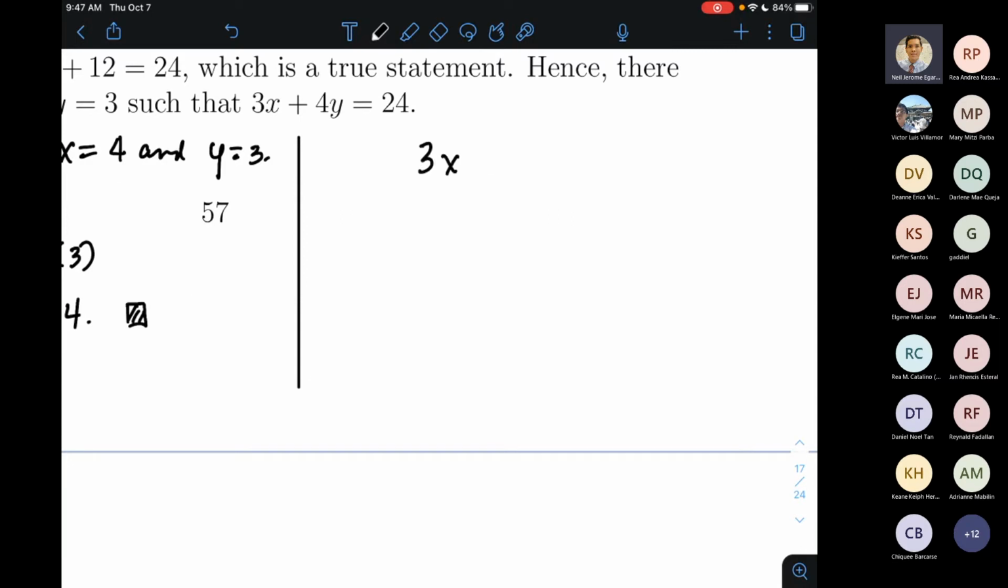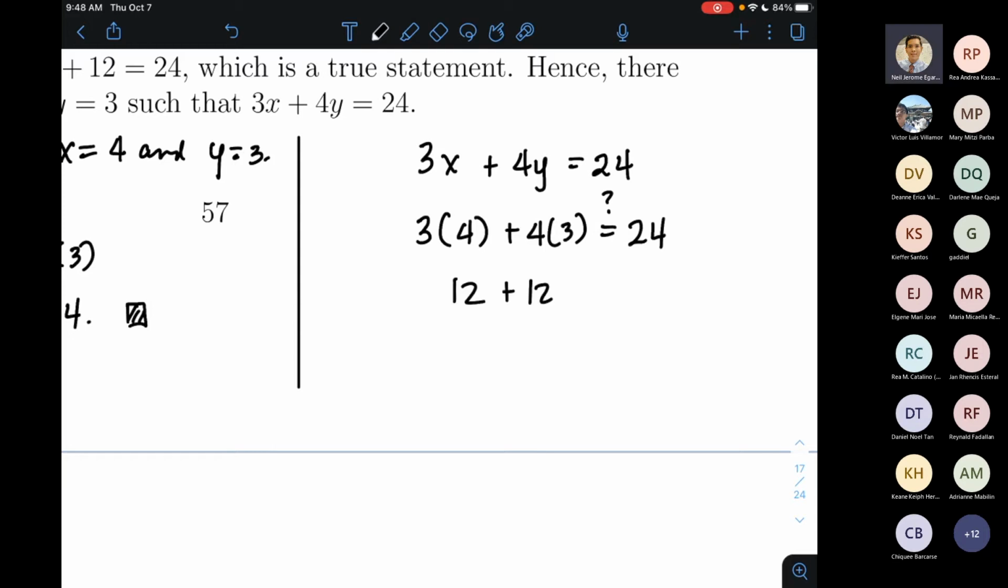So gusto niyang ipakita na 3x plus 4y equals 24. So ang ginagawa natin ng high school, or ginawa namin ng high school, pinlagin ko lang yung x equals 4 at saka y equals 3. Tapos nilalagyan pa ngayon ng question mark sa taas. Ginawa niyo rin ba to?